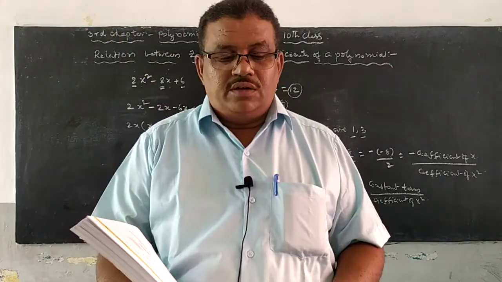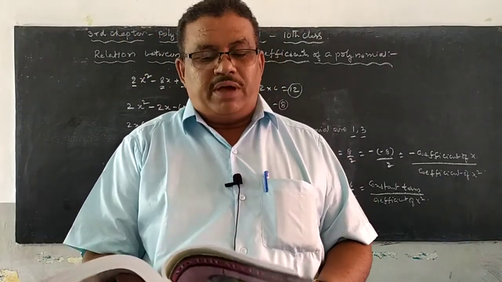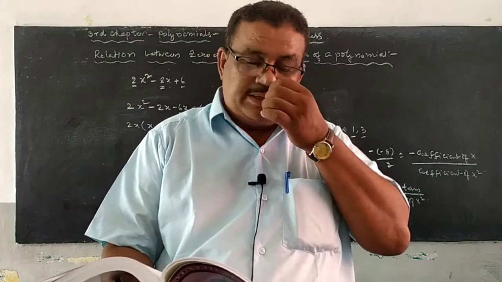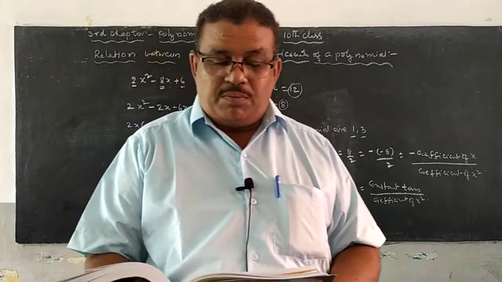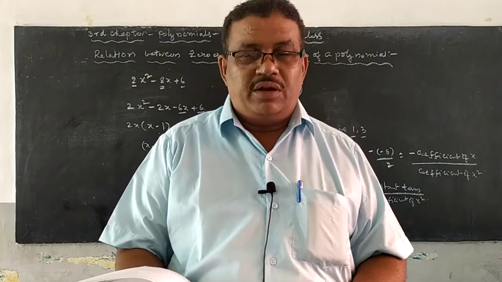Now on page number 62, do this. 4 problems are there. Find the zeros of the given polynomial.